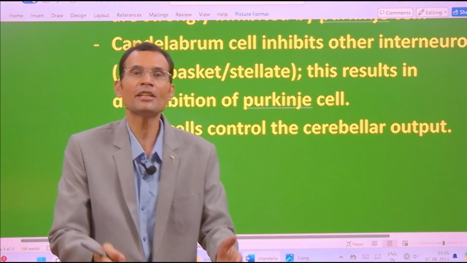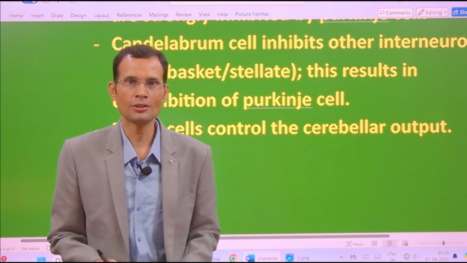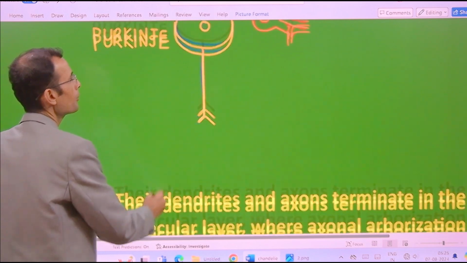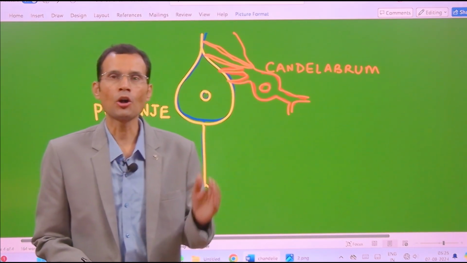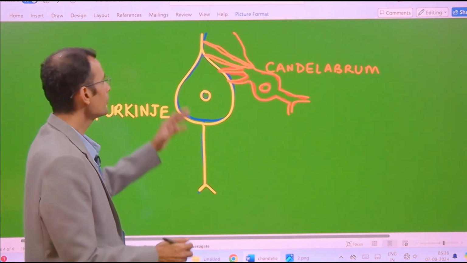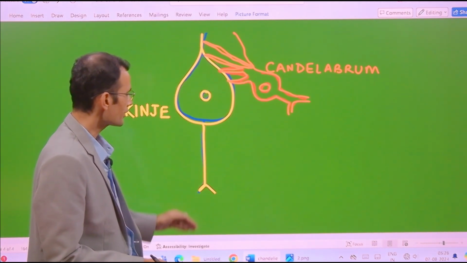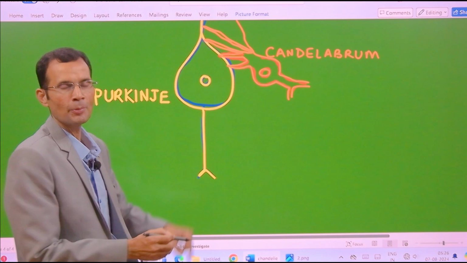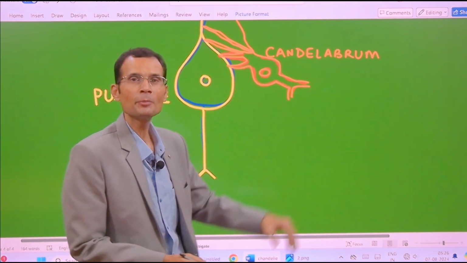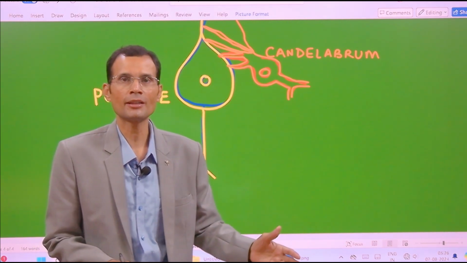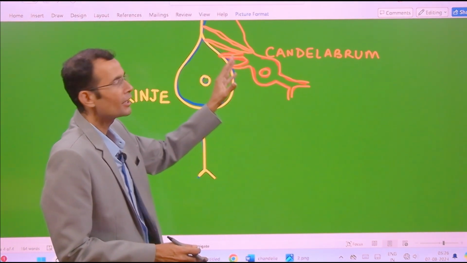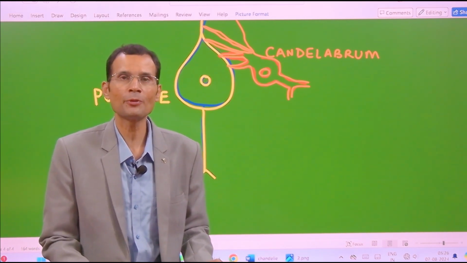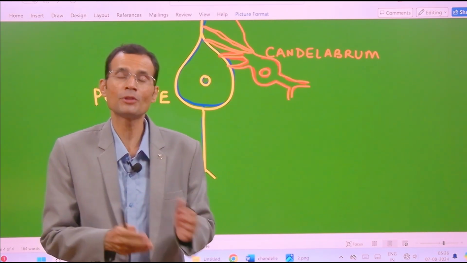So this is called disinhibition. Inhibition of the inhibition. If you have lost it, I'll repeat once again. There are short interneurons which inhibit the Purkinje cell. Which are they? The Golgi cell, basket cell, stellate cell. And if the Purkinje cell is inhibited, it means its influence on the deep nuclear output will not be there. But the candelabrum cell inhibits those inhibitory interneurons. Which ones? Golgi, basket, stellate. That means their inhibition of the Purkinje cell will be suppressed. That means the Purkinje cell will be activated more and more. This is called disinhibition of the Purkinje cell.